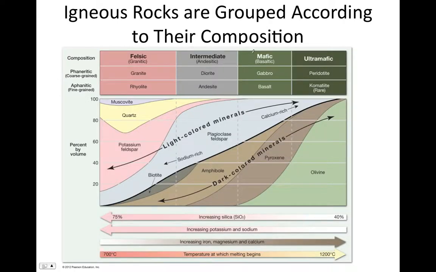If you look at this column over here, we have mafic igneous rocks, and they have mostly dark ferromagnesian silicates: olivine, pyroxene, which is mostly augite, the most common pyroxene, and amphibole, which is hornblende, the most common amphibole. Then they tend to have calcium-rich plagioclase feldspar, and plagioclase feldspar is really the only non-ferromagnesian silicate found in mafic igneous rocks.